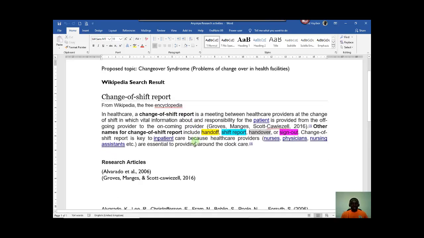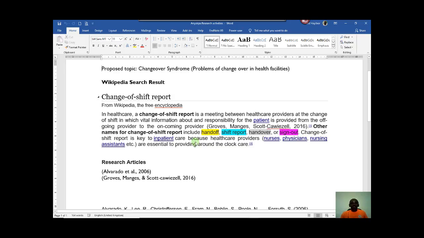So we're working together, and she said changeover syndrome, problems of changeover in health facilities. Now, to be honest, when she brought this up in the first instance, I didn't understand what she meant by changeover syndrome. So I needed to ask her more questions about what do you mean, all of that. So I decided to just let her conduct a simple Google search on what she means by changeover.